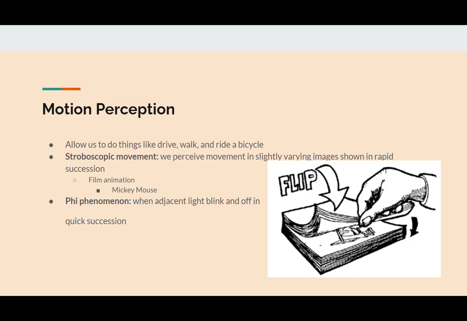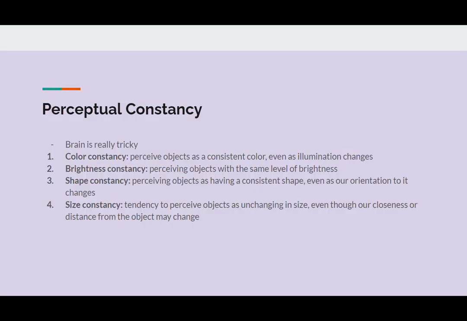Okay, now we have perceptual constancy. Perceptual constancy is another example of how our brains play tricks on us as we interpret the objects in our visual field. They also call it object constancy or constancy phenomenon. It refers to our tendency to see familiar objects as having consistent color, size, and shape, regardless of the changing input that we're seeing. In short, our brains interpret stimuli as they are assumed to be, rather than as they actually are.